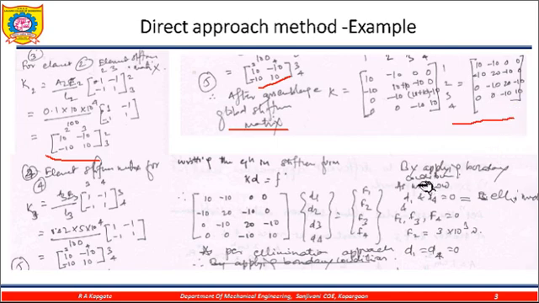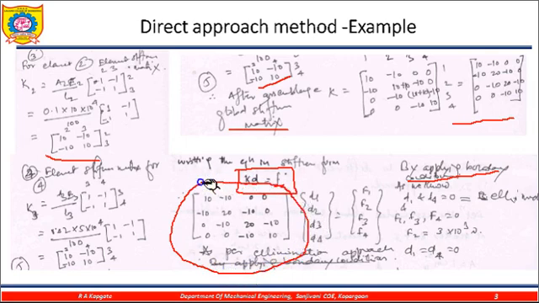then we need to apply the boundary conditions. First of all, once we have found the global stiffness matrix, we put this global stiffness matrix into this equation. This is my global stiffness matrix, this is my displacement matrix and this is my force vector matrix.